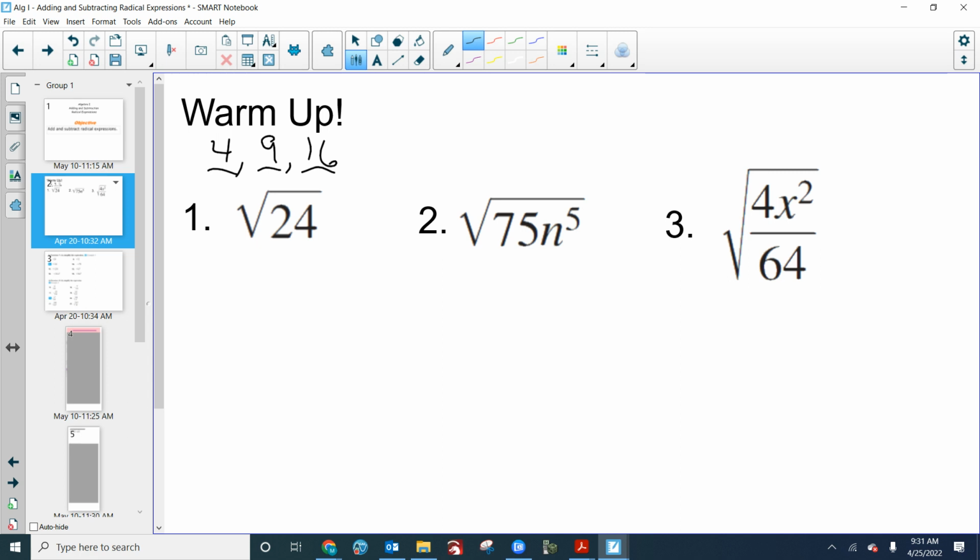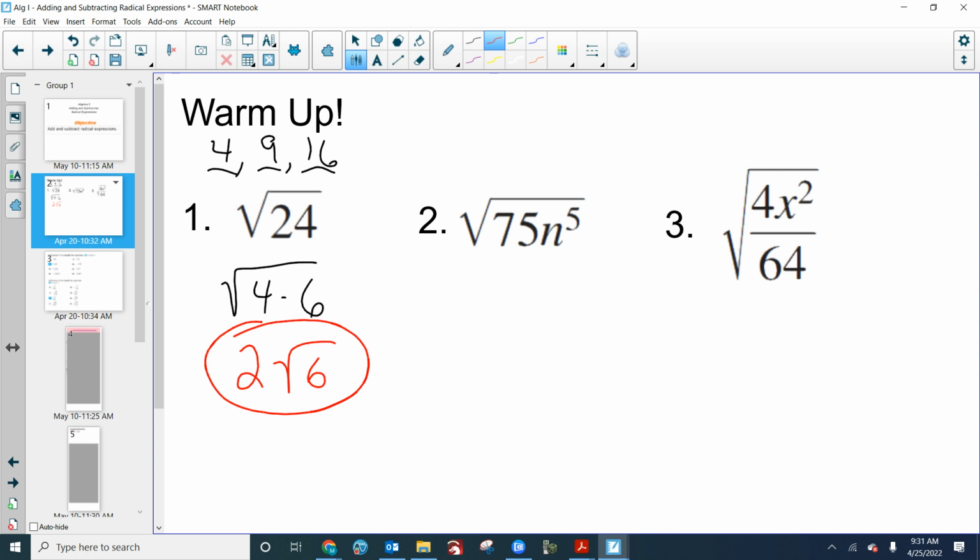Does everybody see that? Which one of these goes into 24 evenly? 4? 4 times what? So I'm going to rewrite this. And I always write the perfect square first. You don't have to. That's just what I do because that tells me that's what I'm taking out. What's the square root of 4, guys? 2. Done.